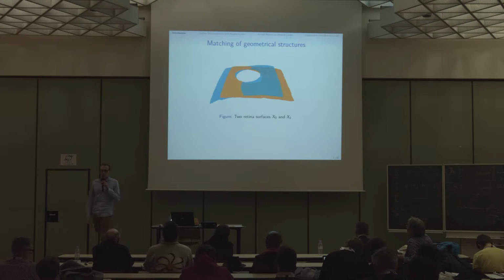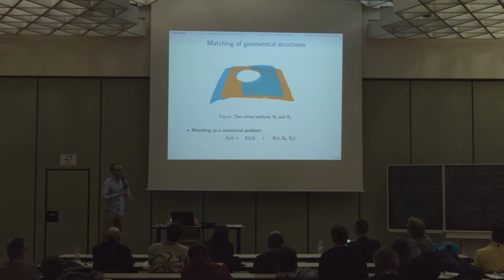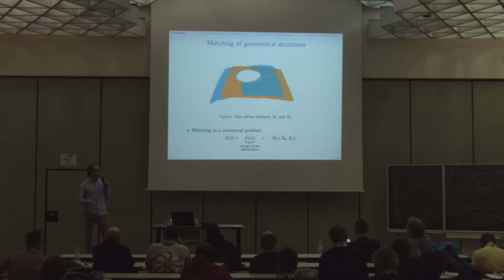What we want to do here is the matching of geometrical structures. Given two surfaces x0 and x1, here two retina surfaces, we would like to find a deformation phi that brings x0 close to x1. To do so, we associate with the matching problem a variational problem where we want to minimize a functional J that is a sum of two terms: an energy term associated with the deformation phi that will enforce the regularity of the deformation, and a data attachment term A that will measure the residual distance between the deformed shape phi of x0 and the target shape x1. In the following, I will mainly focus on the construction of this data attachment term.